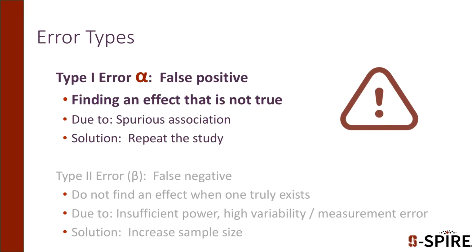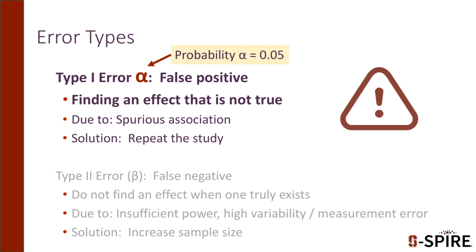We are concerned about two types of errors in hypothesis testing: false positives and false negatives. Type 1 errors are the false positives, finding an effect that is not actually true. These errors occur due to random, spurious associations in the data that are not generalizable to the broader population that the sample represents. Repeating the study in another population with the exact same inclusion criteria would have negative results.